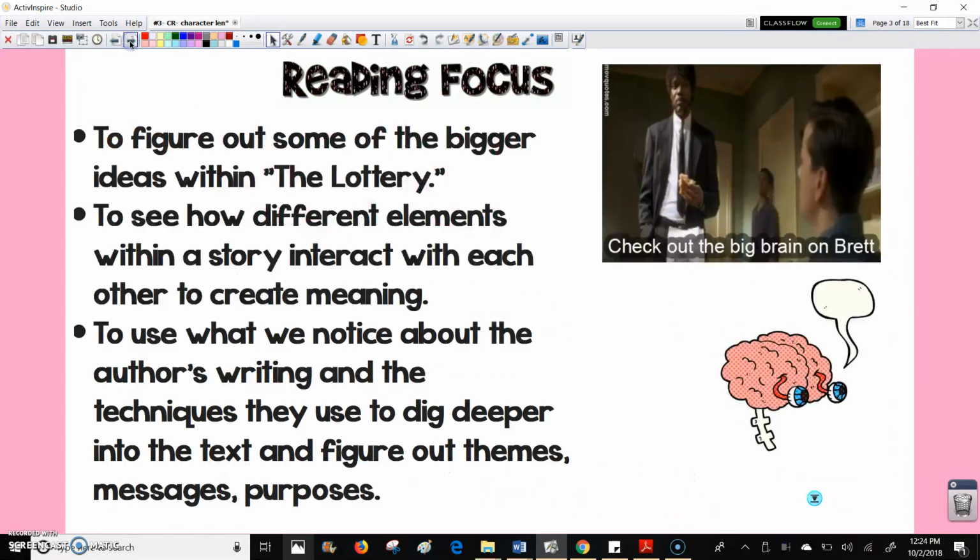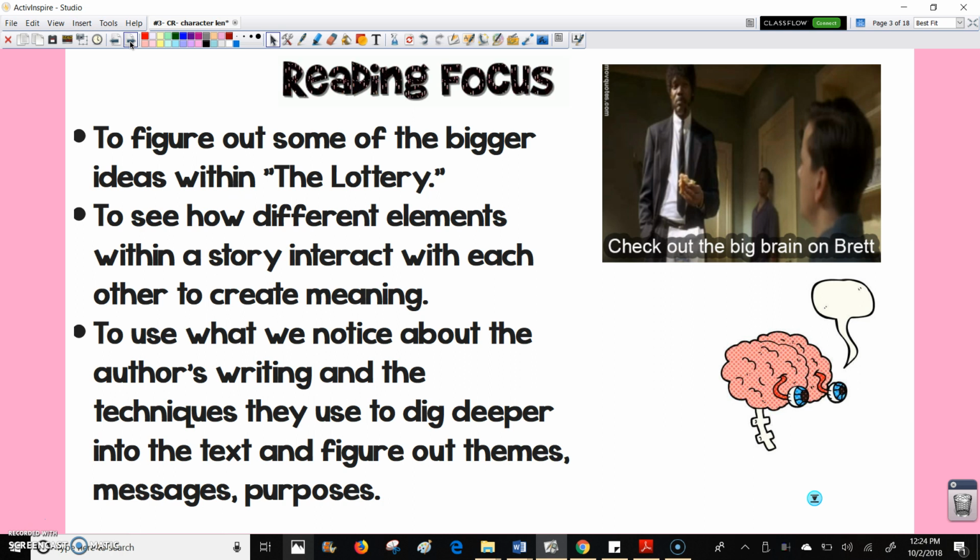Our main focus in doing this close reading is that there are several things we're trying to do. First, we're trying to figure out what some of the bigger ideas within "The Lottery" are. So what are some of the author's themes or messages? Then, because we're focusing on character, we're also looking at how different elements within a story interact with each other.